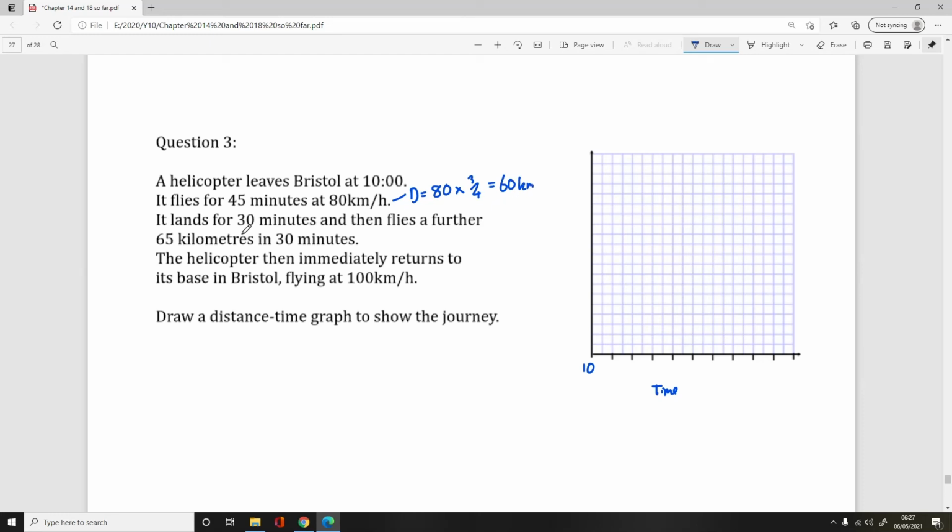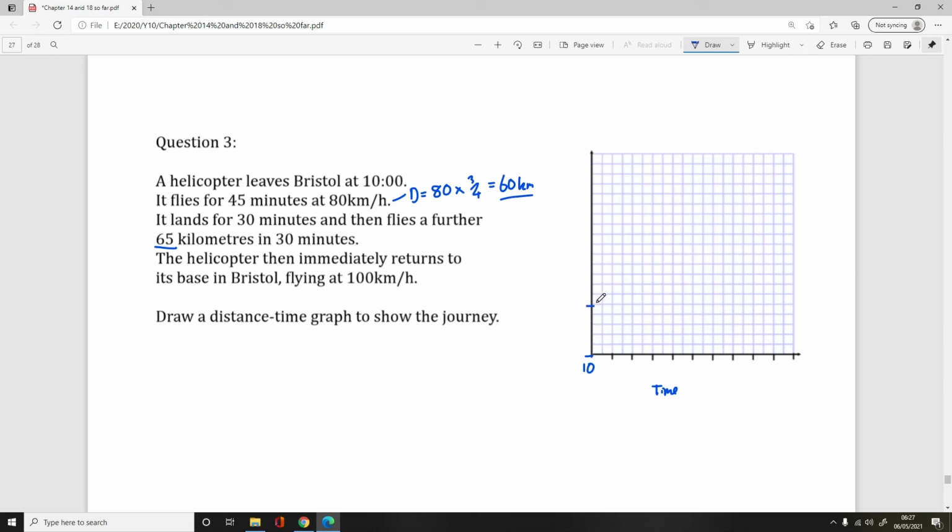Then it lands for 30 minutes. And then it flies for another 65 kilometers. And then it goes back home at a certain speed. So the amount of distance we're going to need to cover is going to be 60 plus 65. We're going to need to go up to 125.